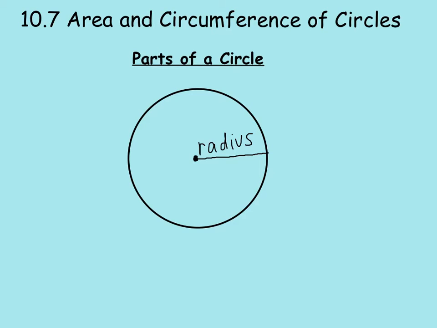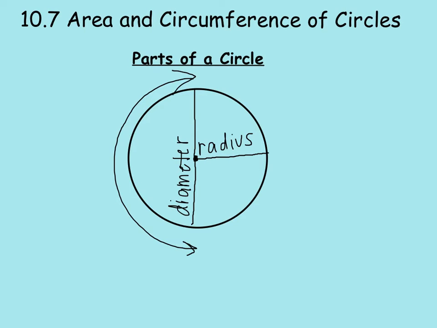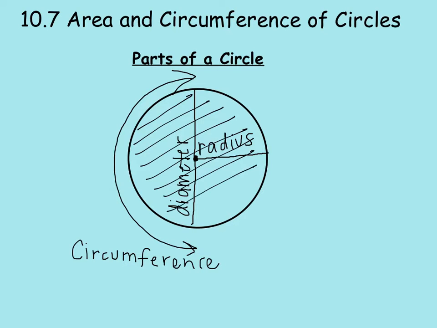We also have the distance from one edge of the circle all the way across through the center of the circle, and that is called the diameter. Then we have the distance around the circle, and the distance around is called the circumference. Then we also have the inside of the circle, and the inside of shapes we know is called the area.